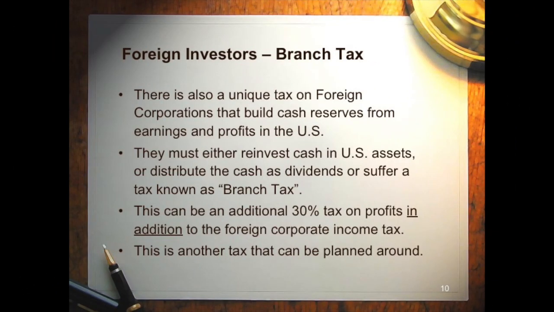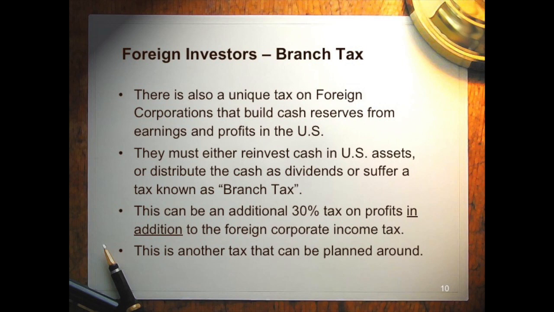There's another unique tax that only foreign corporations have. This is called the branch tax. Now, a foreign corporation that comes here to the United States is really not supposed to build up big cash reserves in the U.S. from earnings and profits. The U.S. government wants the investors to reinvest their cash in U.S. assets or distribute their cash as dividends, all right?